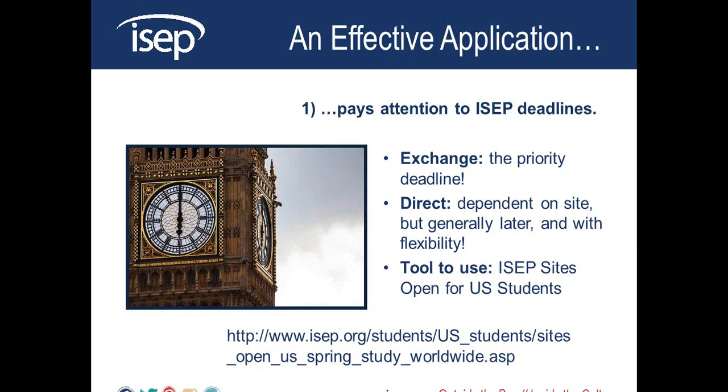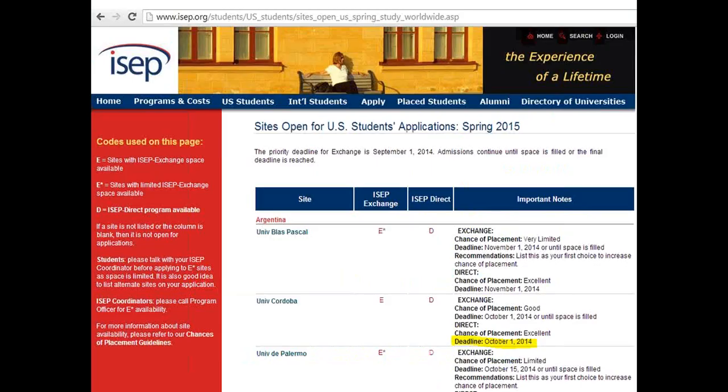Direct deadlines are often set by housing deadlines within each institution, and it's sometimes possible to find a late space for your student. The tool to use for keeping track of deadlines for different institutions is our Sites Open for U.S. Students webpage. Let's take a look at this. This is the best place to see if a site is still open for application. As you can see, each site lists the exchange and direct deadline.